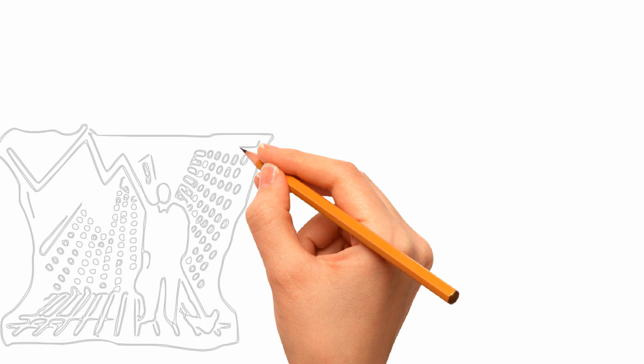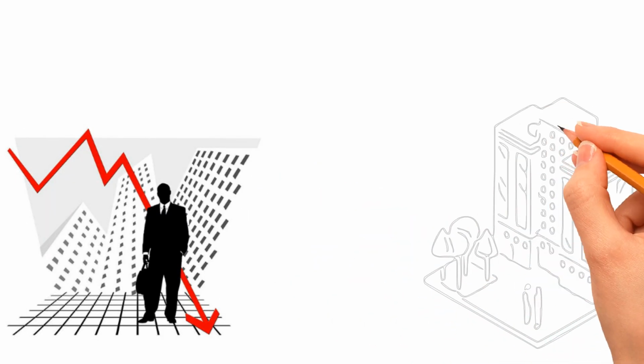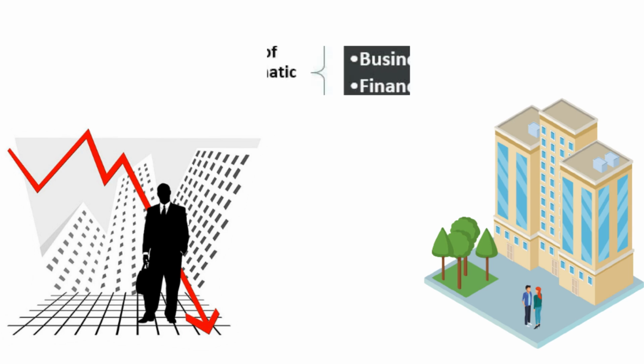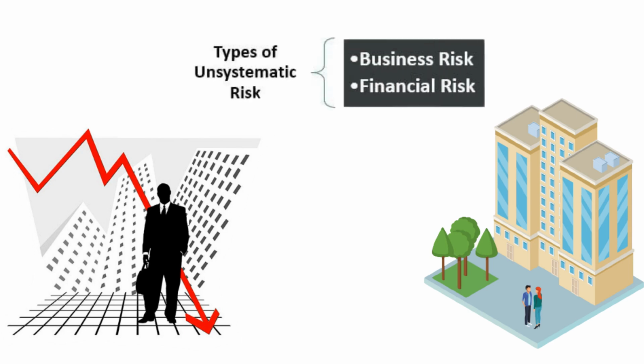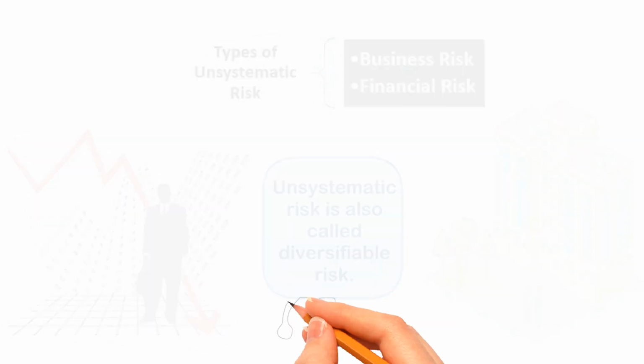2. Unsystematic risk is the risk within a company or industry. This type of risk is limited to a specific company or industry. Most of this risk is a function of financial risk and business risk. Unsystematic risk is also called diversifiable risk.